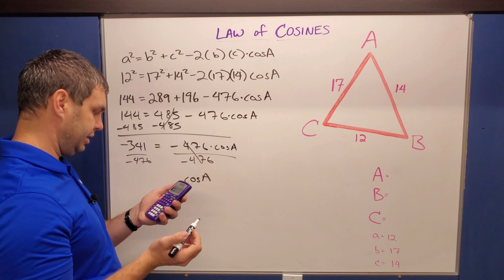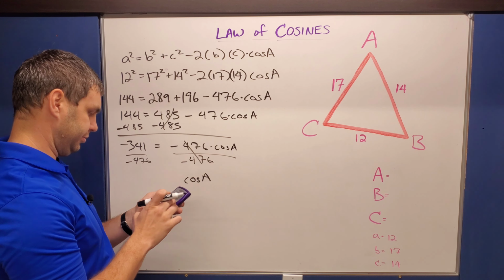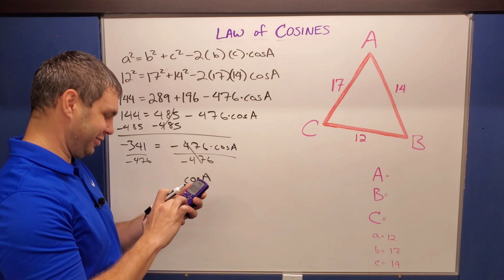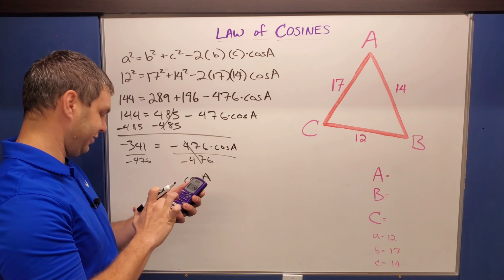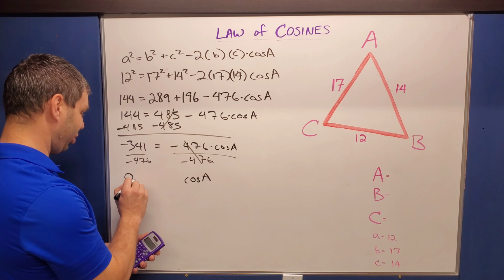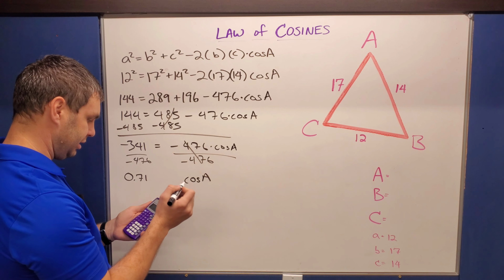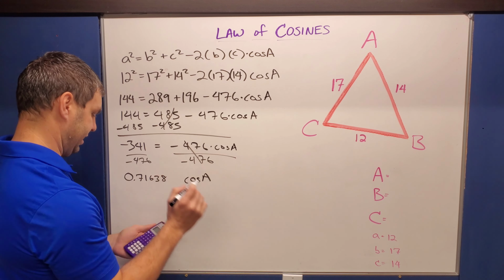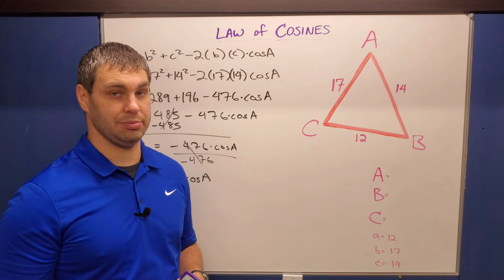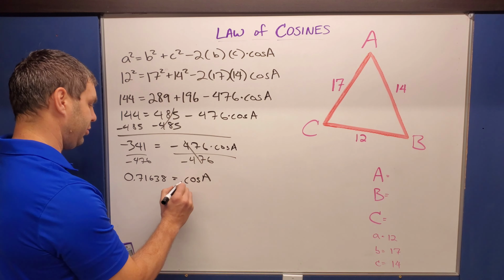And we get, oops, I did it wrong on my calculator. -341 divided by, I forgot my -476, is a positive 0.71638. Okay, and you want to go out a few digits with that just so that you can be nice and precise here. Anyway, that's going to equal cosine of A.